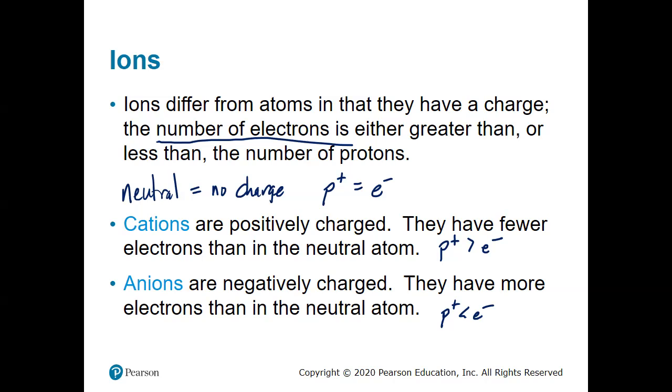If I had 80 electrons instead of 79, then that would be a negative charge. I have 1 extra electron compared to proton. But the number of protons doesn't change in any of those circumstances.